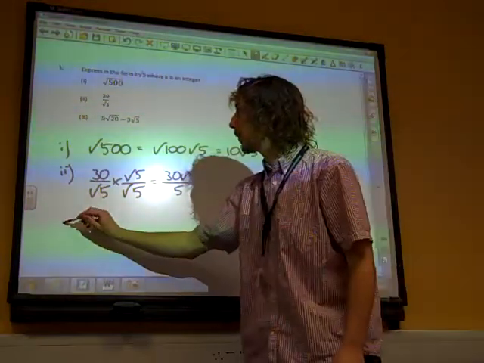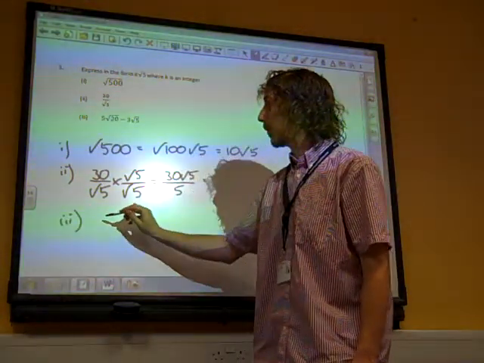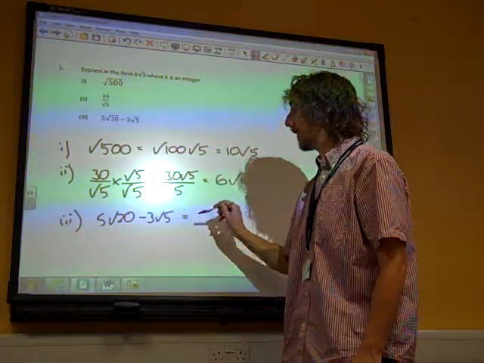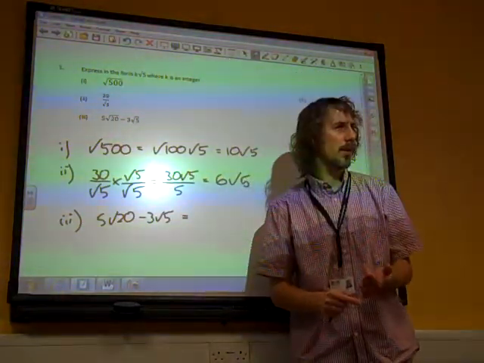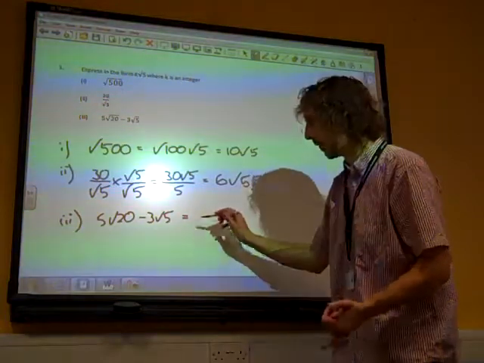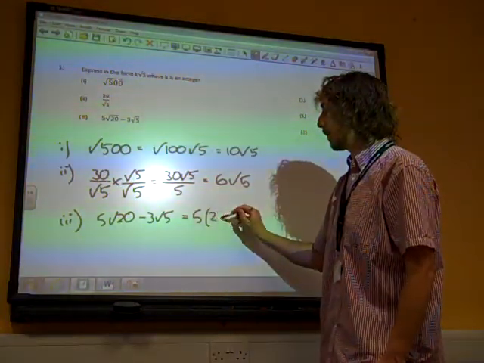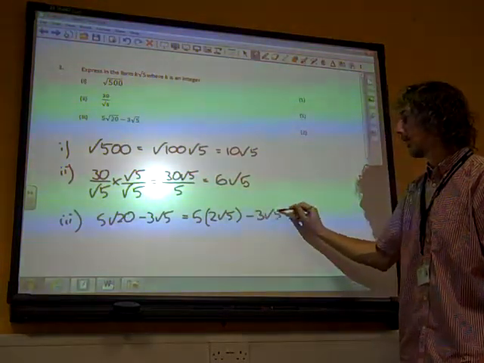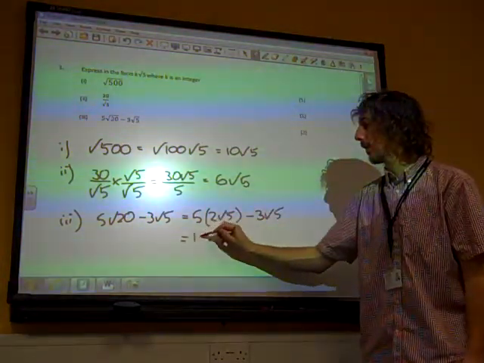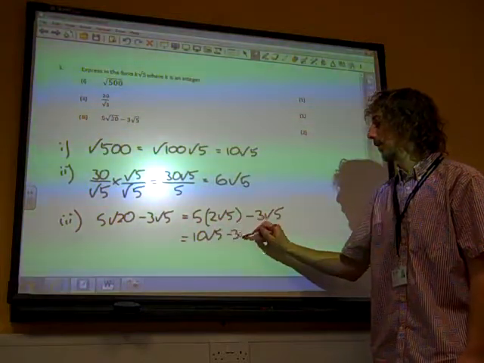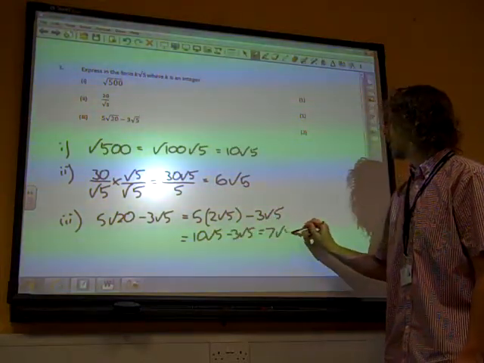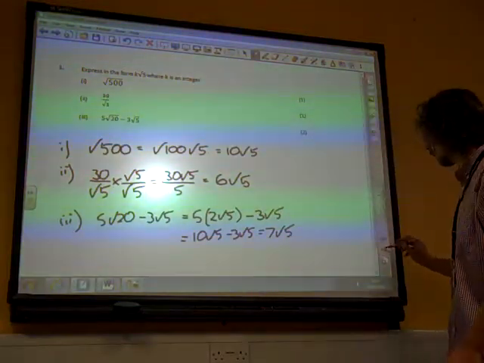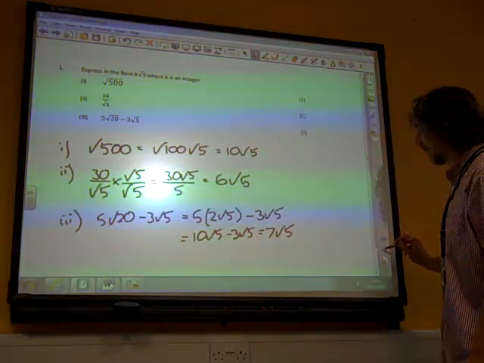And finally, we've got 5 root 20 minus 3 root 5. Now root 20 is root 4 times root 5, 4 being the biggest square number that goes into it. So that's 5 times 2 root 5, take away 3 root 5. I make that 10 root 5, 5 times 2, take away the 3, gives us 7 root 5, and there we go. So that's a kind of question 1 on a Core 1 paper, maybe something like that.